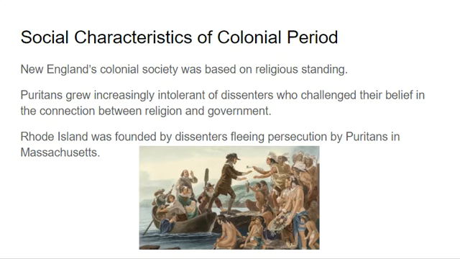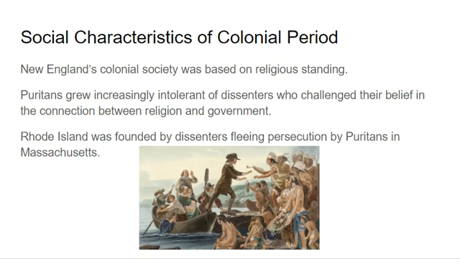Hi everyone. Today we will be talking about the social characteristics of the colonial period. We will also be talking about the religious characteristics of the colonial period. And just as a reminder, there's three different regions that we'll be talking about. We'll be talking about the New England region. We'll be talking about the middle colonies and the southern colonies.